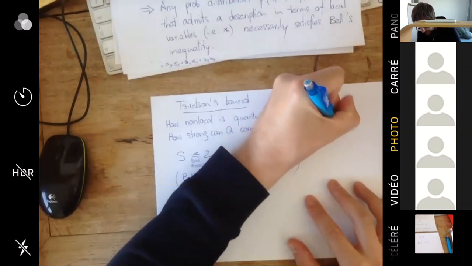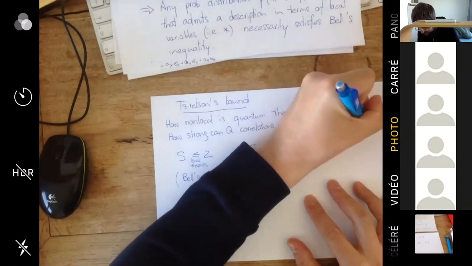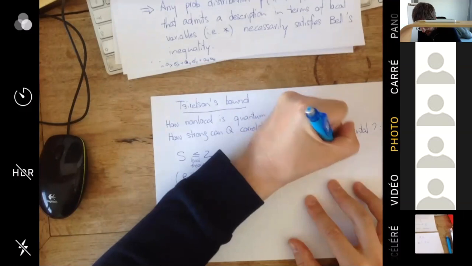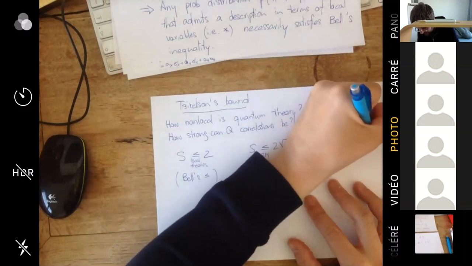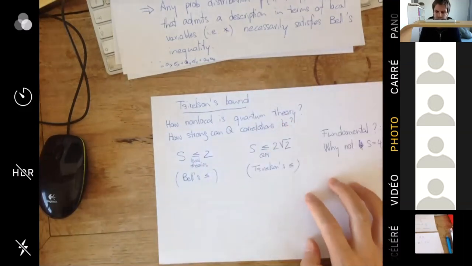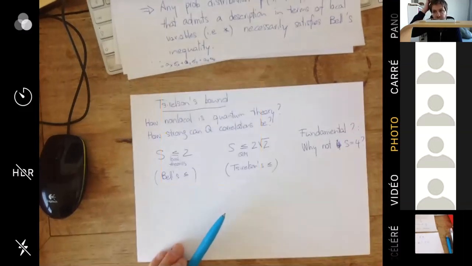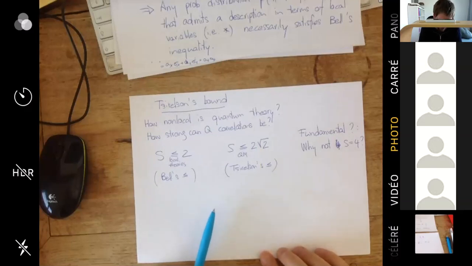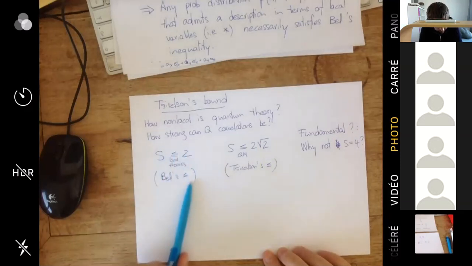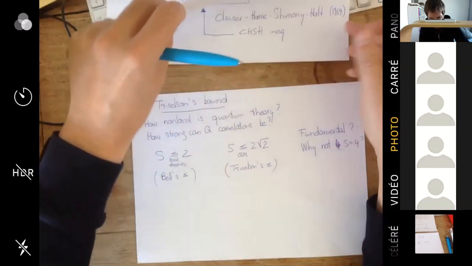And this raises also an interesting fundamental question, which is, why not more than 2√2? Why not 4, for instance? Why not S equal 4? Because you see the game I described, this CHSH game, is a relatively simple thing. I hope I convinced you all that there is this limit for local theories or for classical correlations. Now, in principle, let me show it to you again.